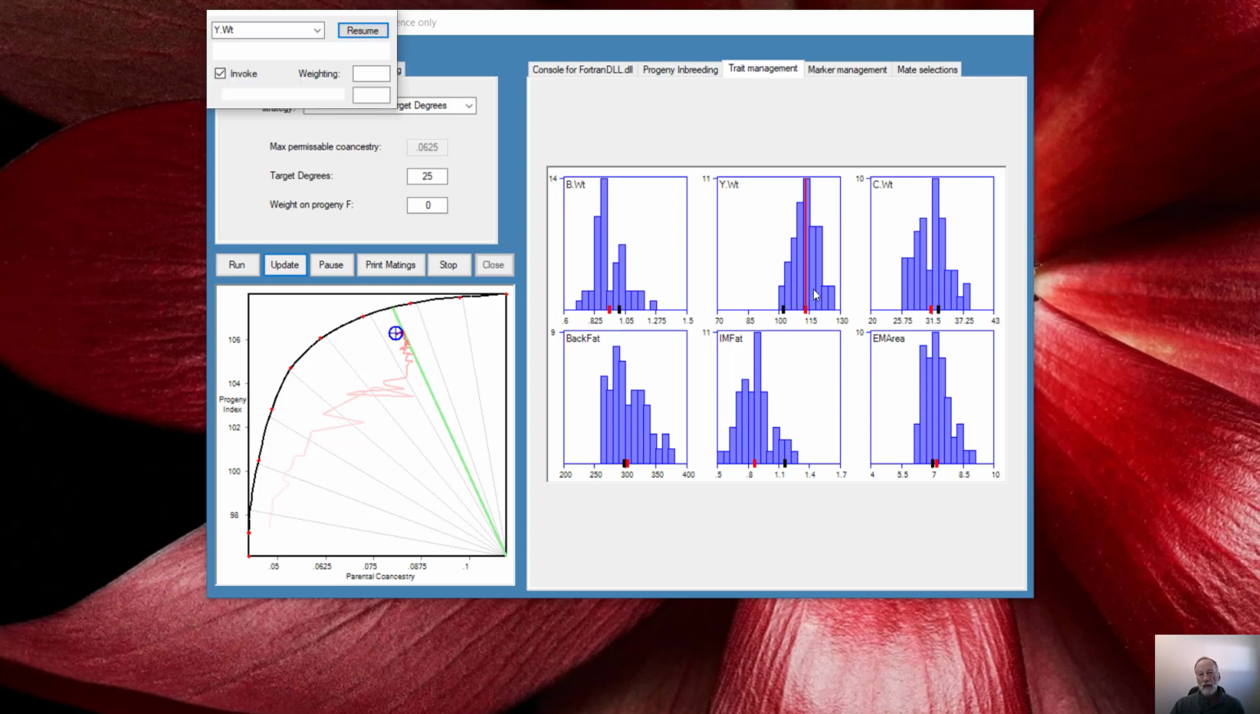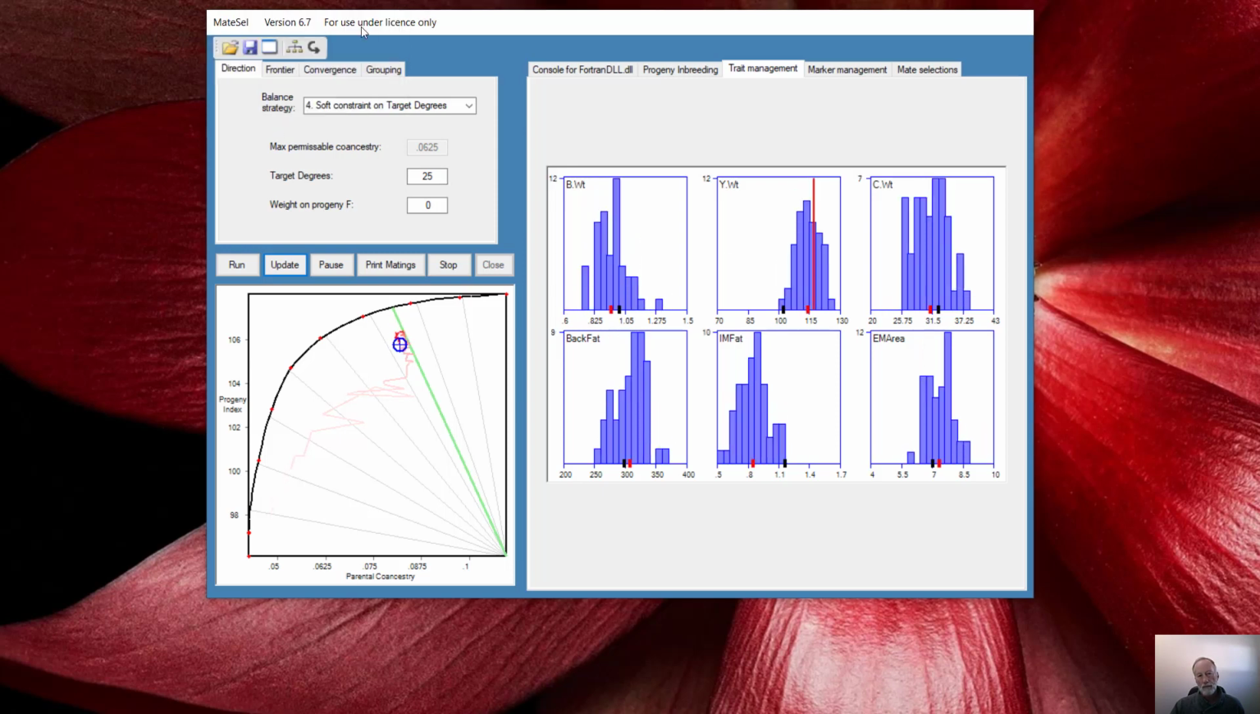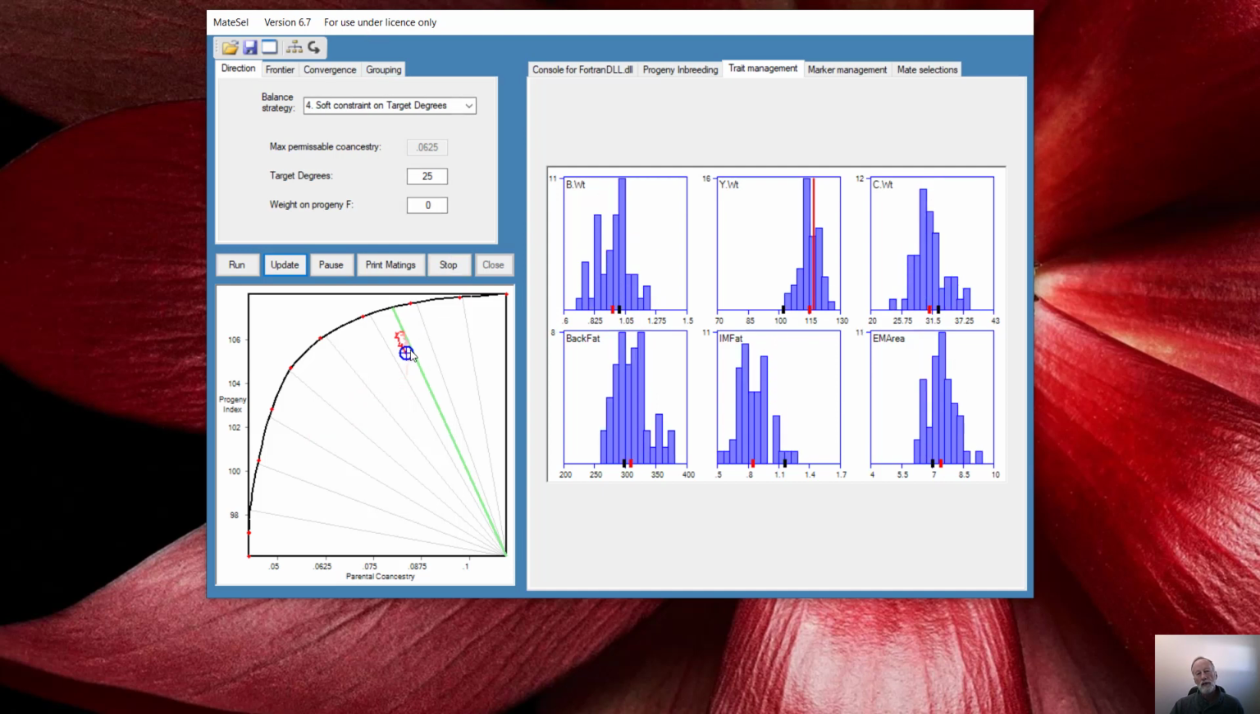So let me just make our constraint a little bit more difficult to achieve. And you'll see that it's keeping a little bit to the left of the green line, and that's now so that if it does hop over towards the right, on average it will give us something close to the target degree line for most applications.